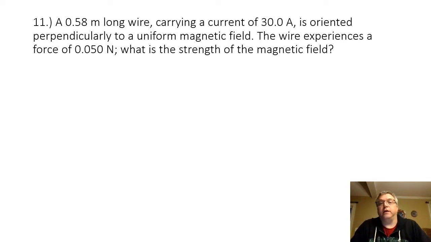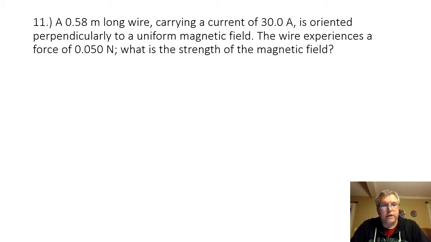All right, let's take a look at number 11. We have a 0.58 meter long wire carrying a current of 30 amps. It is oriented perpendicularly to a uniform magnetic field. The wire experiences a force of 0.05 newtons. They want to know what is the strength of the magnetic field.